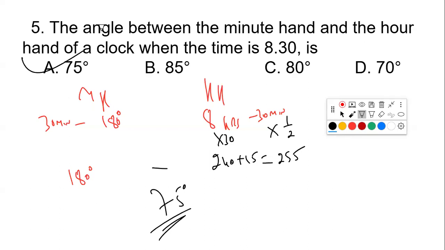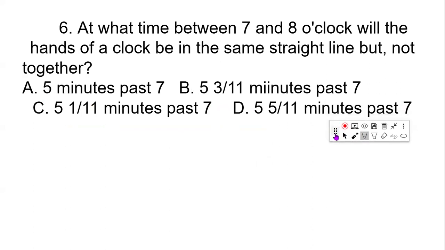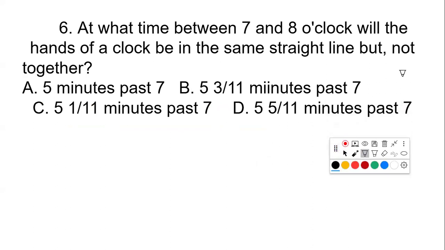Nice. Okay, so let's go forward now. This is slightly different. This is the second type of problems in clocks. The first type is angle based problems. You find out from 12 o'clock. Depending on the time, the minute hand you calculate separately, the hour hand you calculate separately. The difference is the angle.